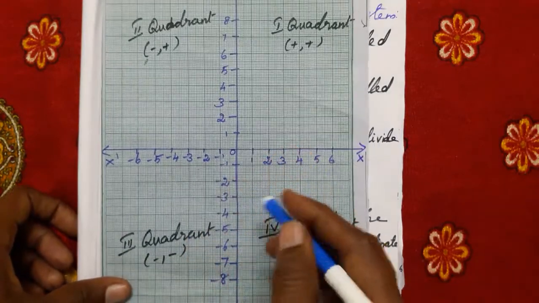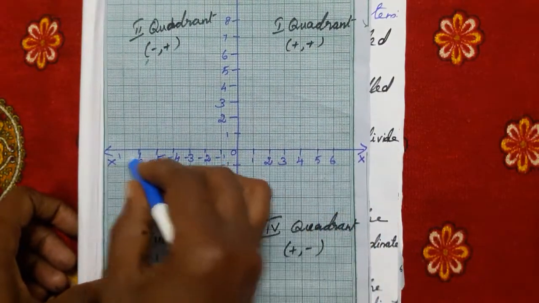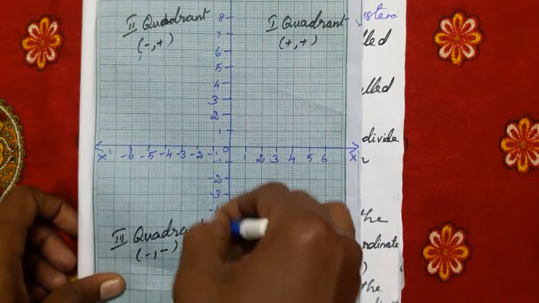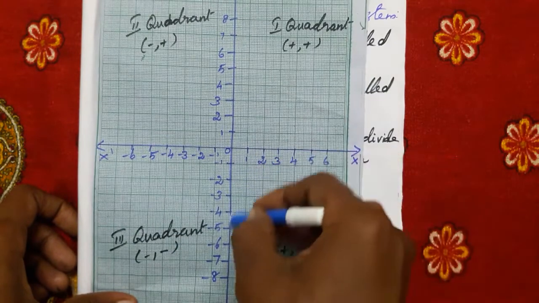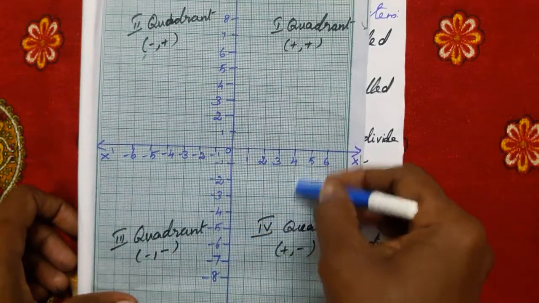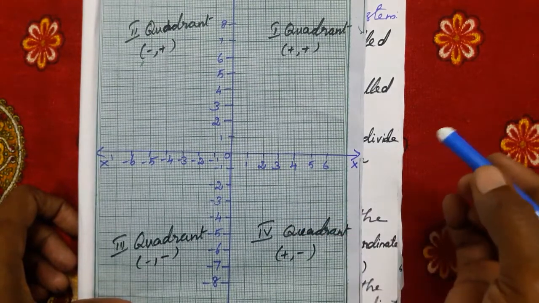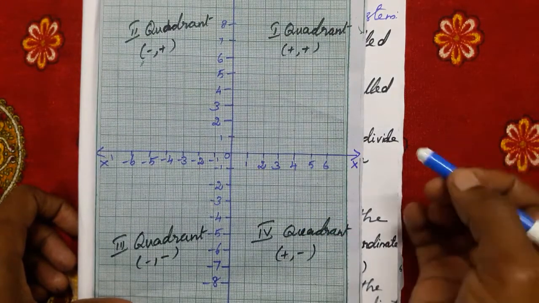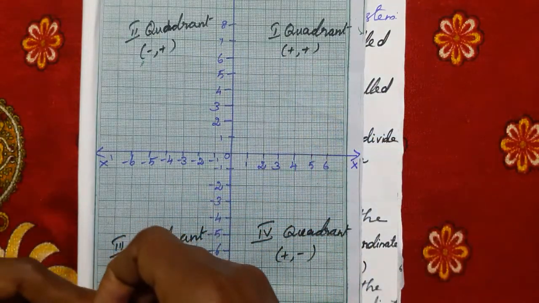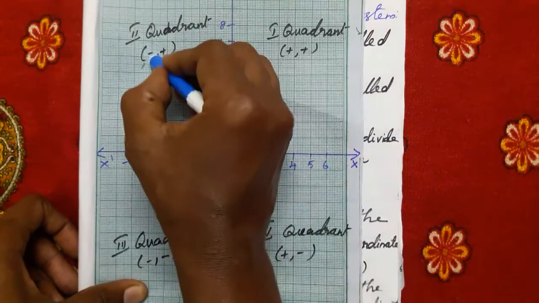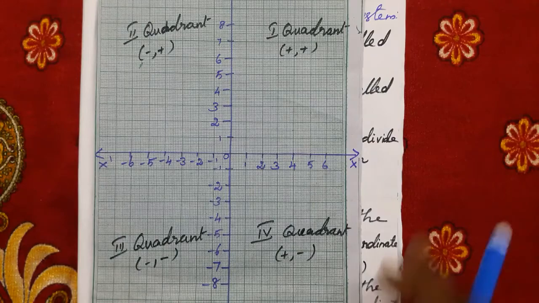Clear? Next here, the x-axis is negative and the y-axis is negative. So this quadrant is fully negative, negative. Next here, x-axis positive, y-axis negative. So positive, negative. Is it clear? Any doubt here? Okay, don't get confused. First quadrant both positive. Third quadrant both negative. Second quadrant negative, positive. Fourth quadrant positive, negative.